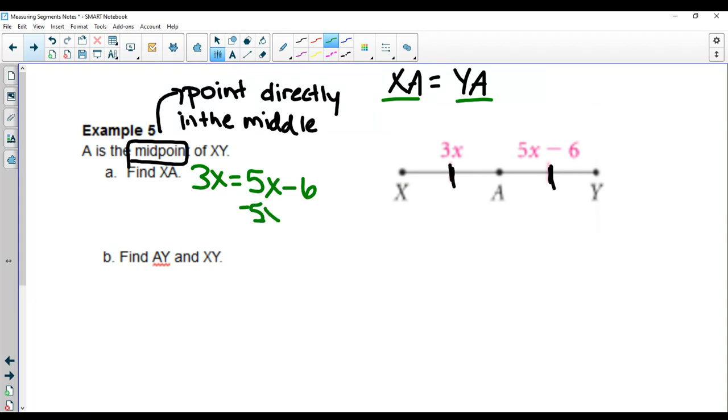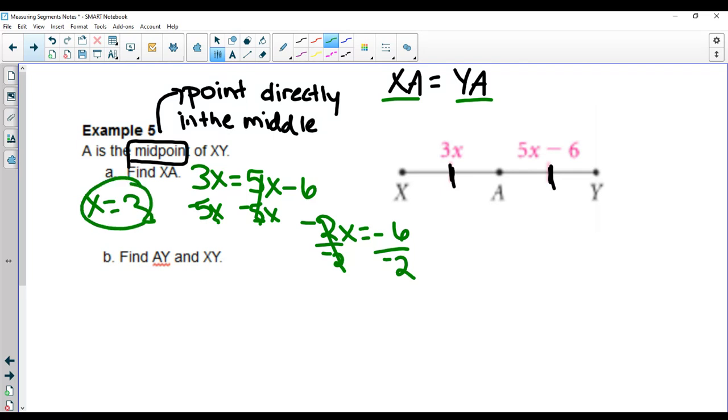I'm going to move the 5x over. That gives me negative 2x equals negative 6. Divide by negative 2. Remember your signs, negative divided by negative makes positive. So x is going to be 3. Okay? Now, it wants to know what AY, or I would say YA. Find YA and XY. Okay?